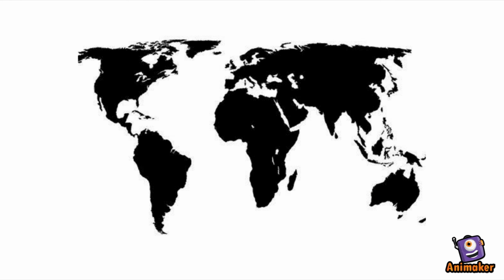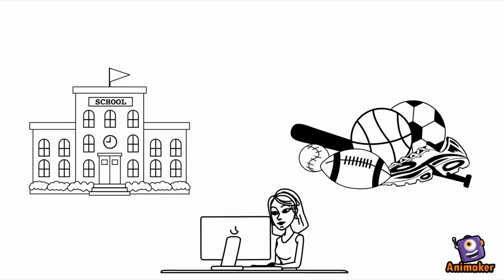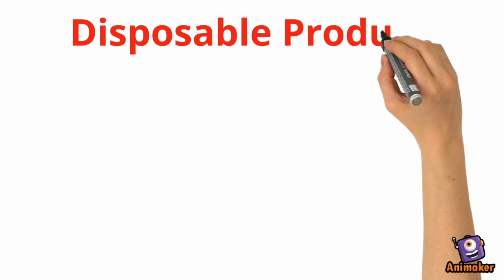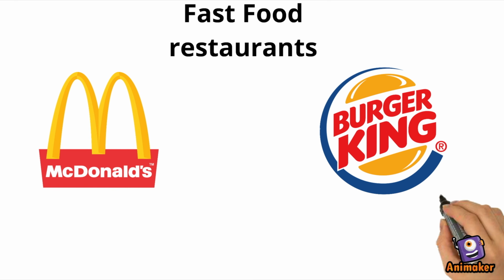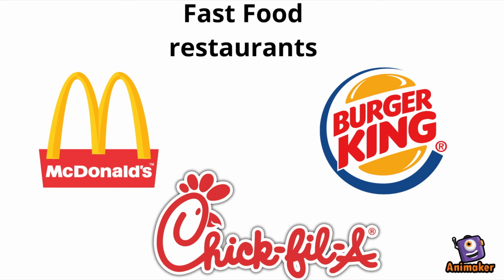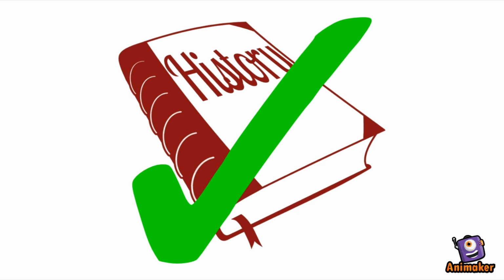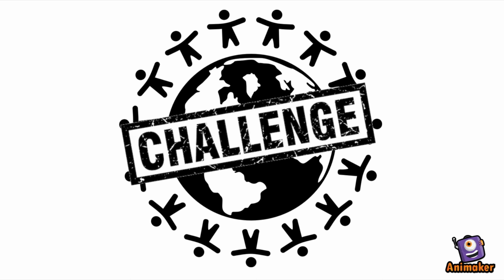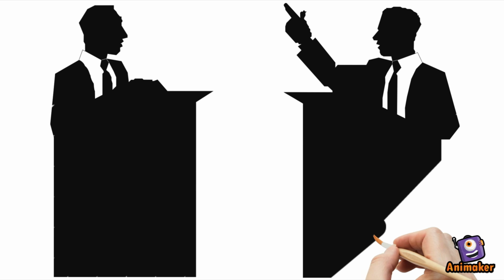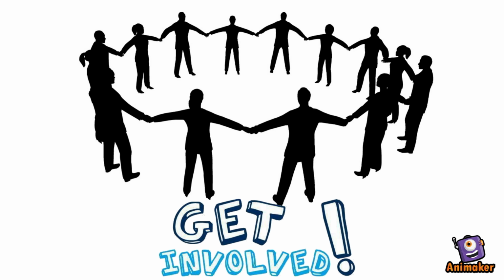Also, developed nations have become increasingly consumption-based as people's lives become busy with school, sports, and work, creating the need for quick, simple, and disposable products. Fast food restaurants like McDonald's, Burger King, and Chick-fil-A are a few examples. If history has proven anything, it is that humans will find a solution to this epic challenge. But not without any intense debates. So, get involved and be a part of the solution.